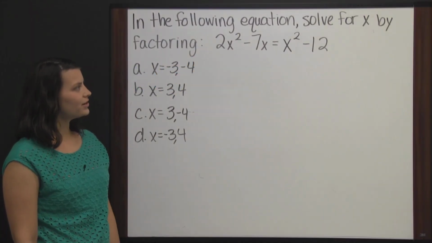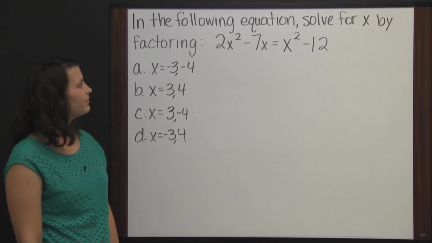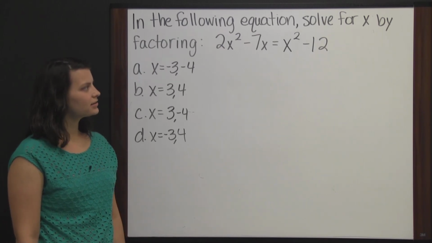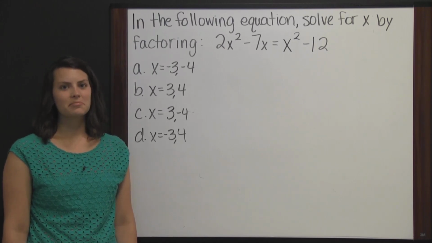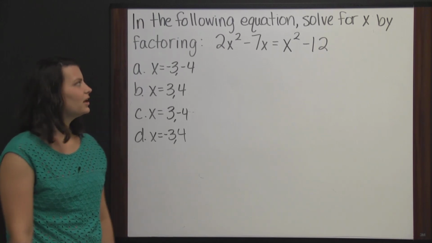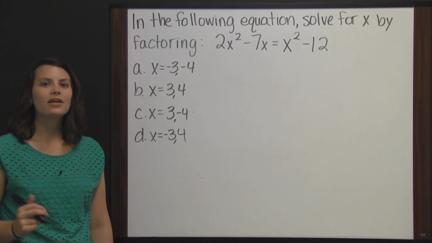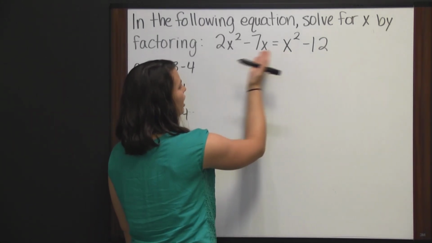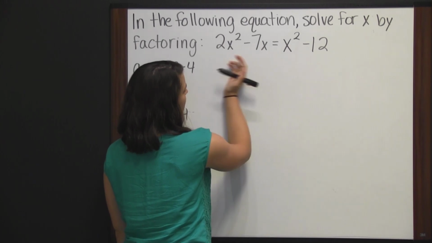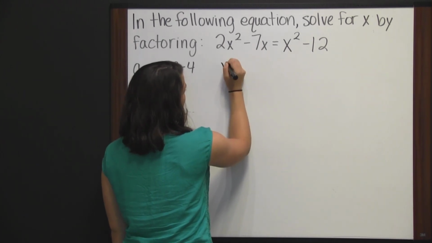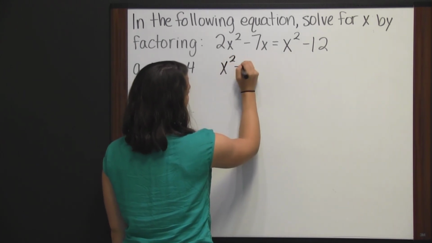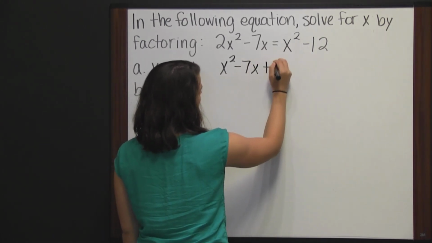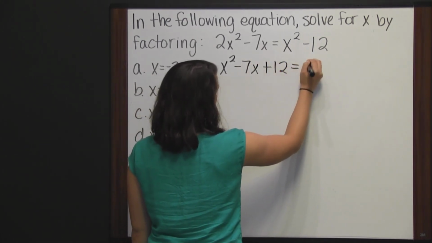In the following equation, solve for x by factoring. 2x squared minus 7x equals x squared minus 12. In order to factor, we need to get all of our terms on the same side. So that means subtracting an x squared from both sides, so that we have x squared now minus 7x, and then adding 12 to both sides. So now this is plus 12 equals 0.